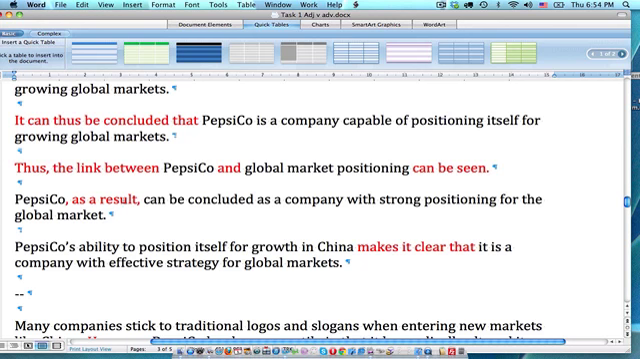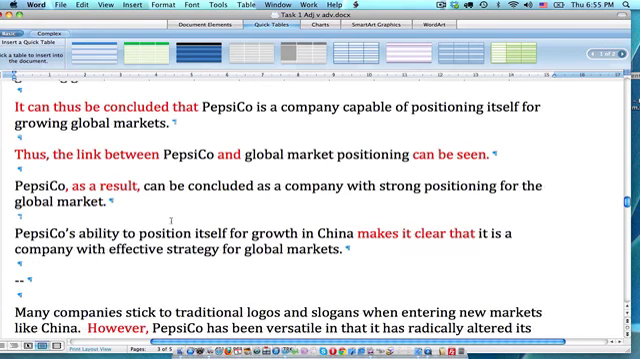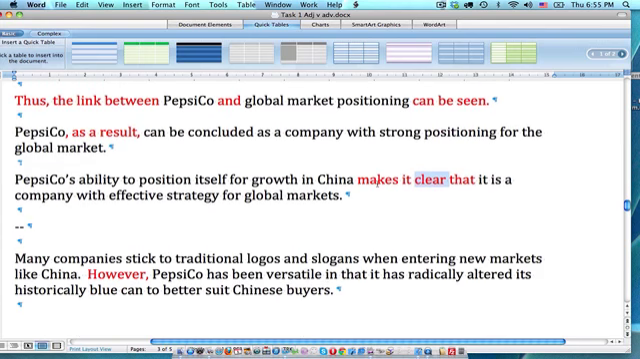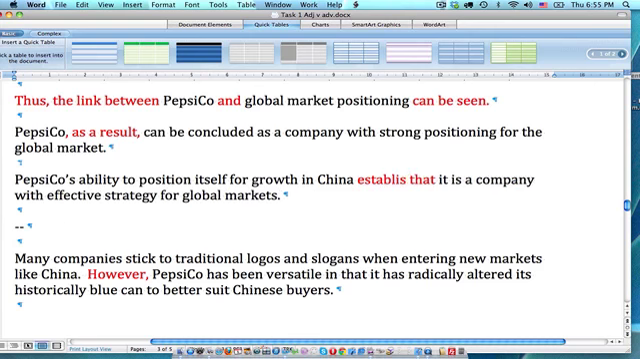Okay, all this sort of language is telling the reader that we have looked at evidence, we have discussed this evidence, and we are drawing the conclusion, and we feel they should agree that such and such is true. PepsiCo's ability to position itself for growth in China makes it clear that it is a company with effective strategy for global markets. Okay, again, using words like clear. We could change this to, for example, something like "establishes clarity that it is a company." Okay.